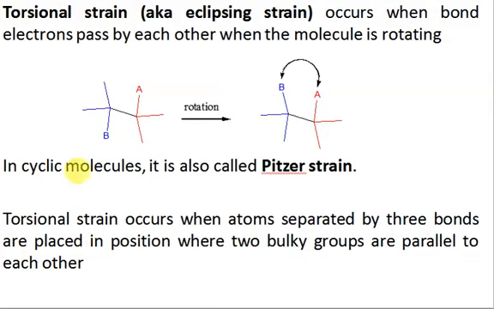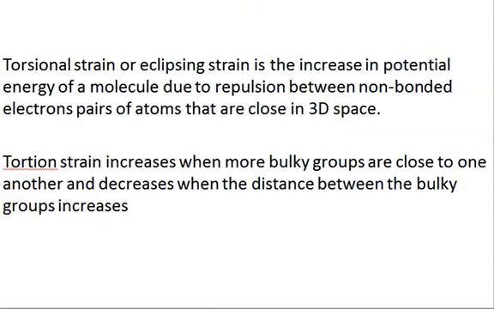If bulky groups are much closer together and become parallel to each other, we say they are eclipsing, and when they are eclipsing, since the electrons are at maximum closeness to each other, we will have maximum torsional strain.